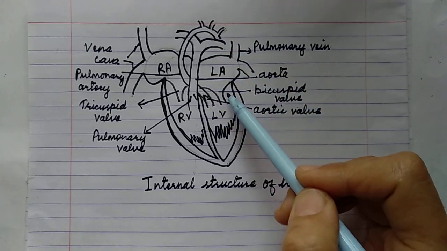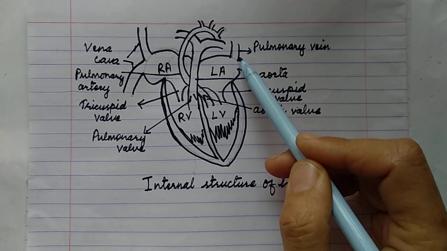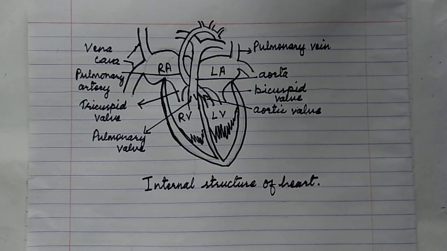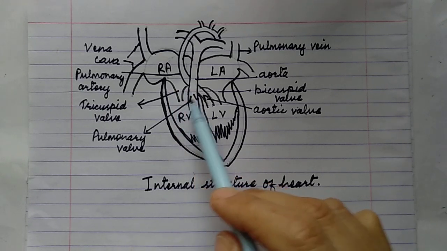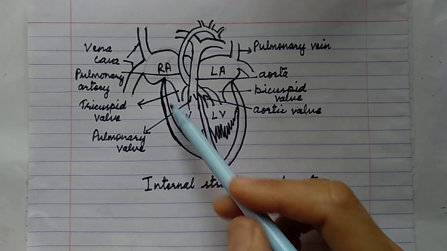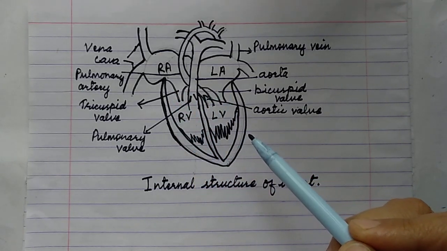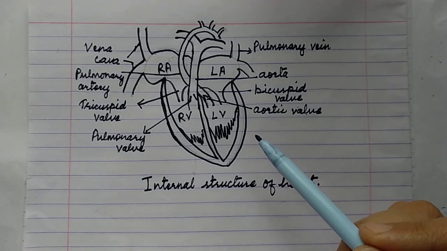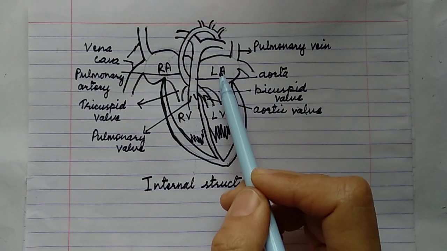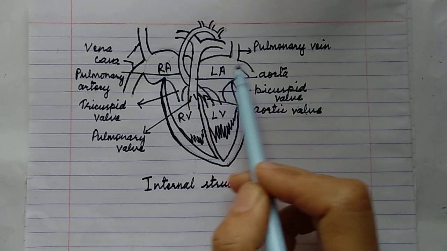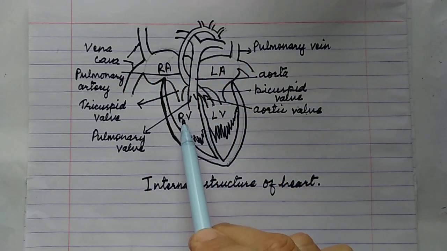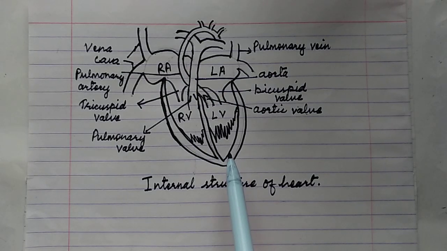And after this you complete this pulmonary vein, then vena cava, then after this valves. Then double line drawing over here. So in this way you can complete your diagram. So with this we finish the internal structure of heart drawing with labeling. For this you can write complete words: left auricle, right ventricle, left ventricle. Okay, so with this we finish this discussion.